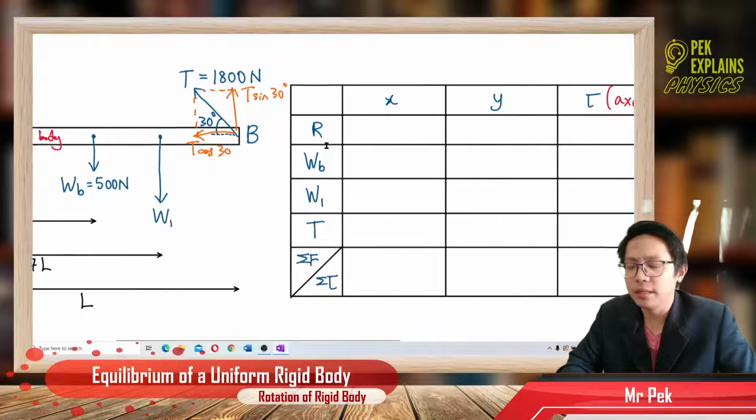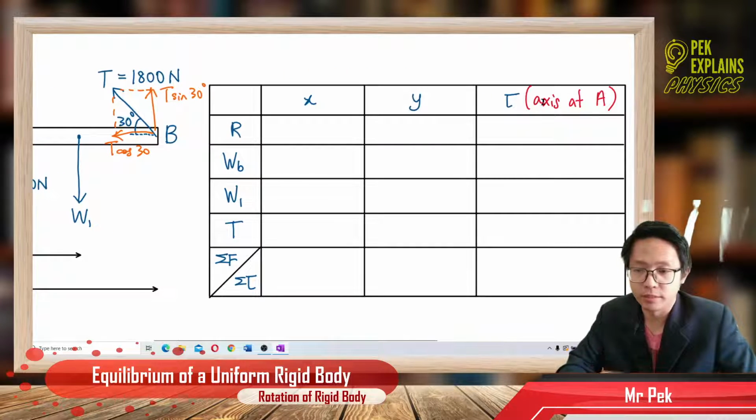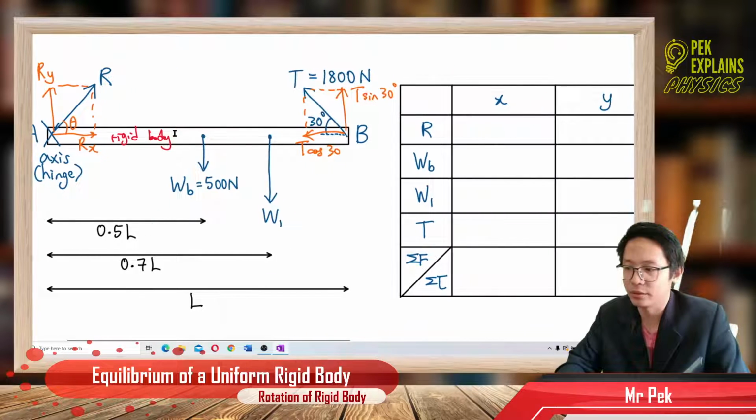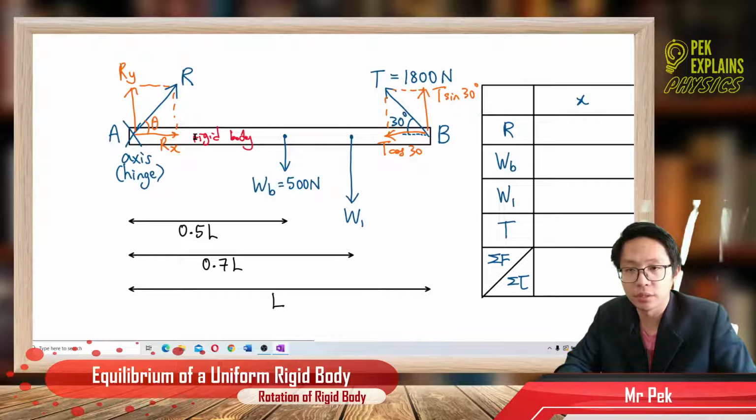Now, let us try to do x and y first. After we finish with x and y, then only we go to torque. We do the simple one first. X and y. So, what is the x and y component for R? The x component for R is Rx.